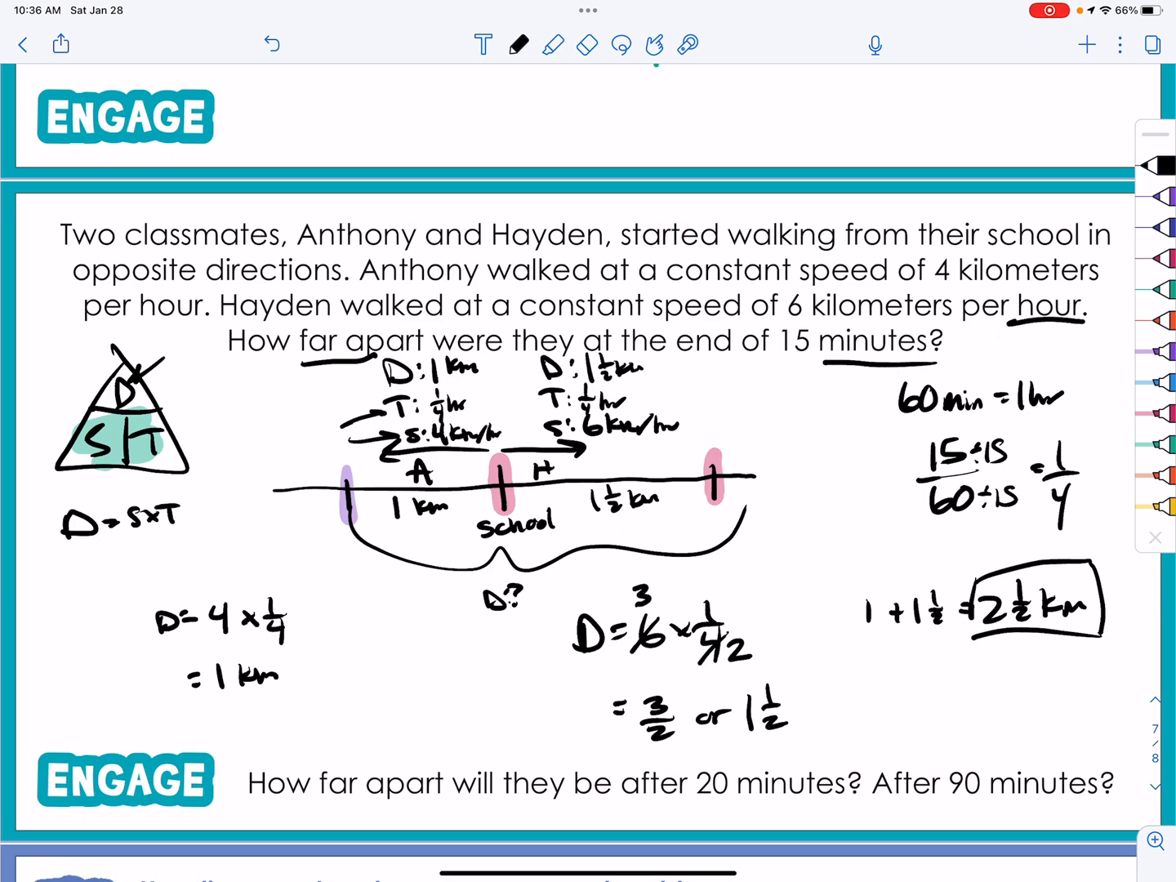And then if you look at those questions at the bottom, how far would they be after 20 and 90 minutes? That's just going to affect your time, which then means the distance is a little bit longer. So we're not going to look at that there, but this does seem pretty reasonable. We organized what we knew, we looked at what we could calculate based on that, and then that allowed us to find our answer for how far apart.